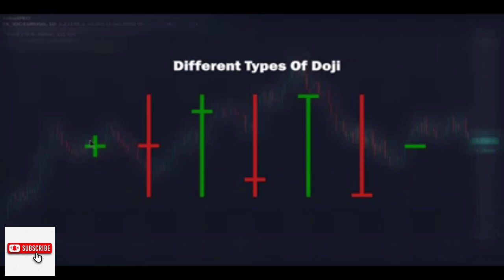We can just call it doji. Now let me explain the other dojis in detail. The second kind is long leg doji. It's similar to plus sign doji, but with long shadows. It's actually like the spinning top with long shadows, but here we don't have a body.